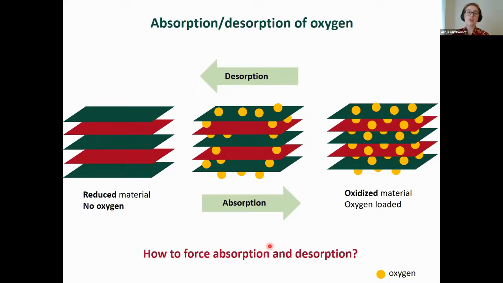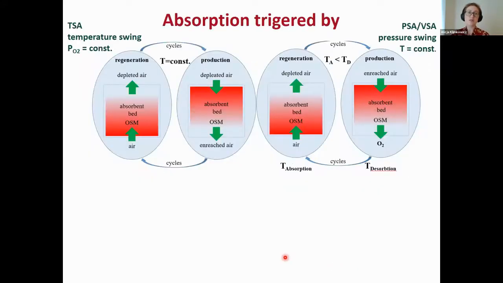But how do we control it? What is the force behind the absorption and desorption of oxygen? We can control this process using two methods: either temperature swing or pressure swing. Let me describe the temperature swing first. For this type of operation, the oxygen partial pressure remains constant. And here, in a very schematic view, you can see that we have the oxygen storage material in, let's say, a container, or an absorbent bed.